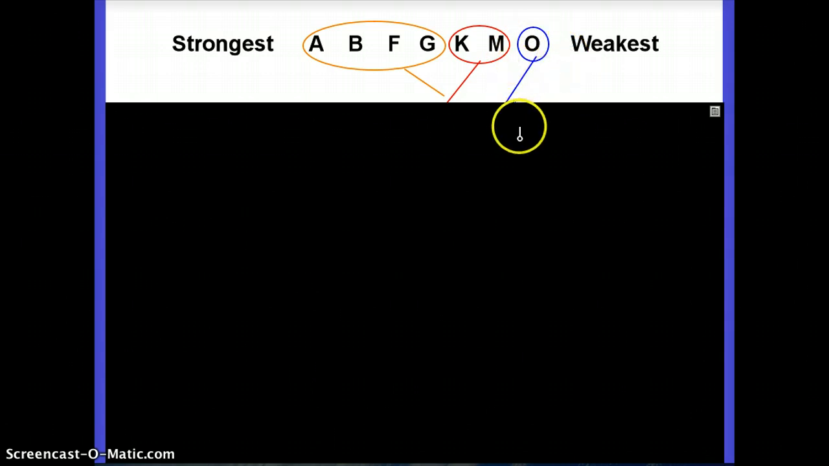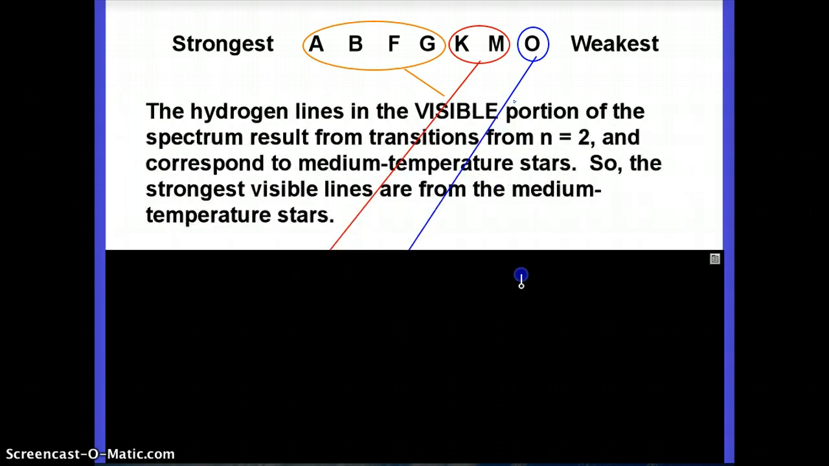Remember and keep in mind that these are based on that H alpha line, which is the 2 to 3 transition in hydrogen. And we said in the previous lecture that that's going to come from medium temperature stars, because to have that transition, the electron needs to begin in level 2. Cool stars had it begin in level 1, so they were not in the right place, and hot stars began in level 3, so that was not the right place either.